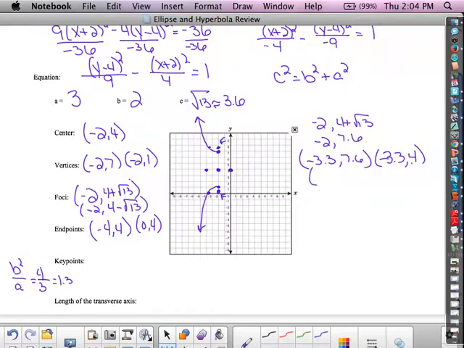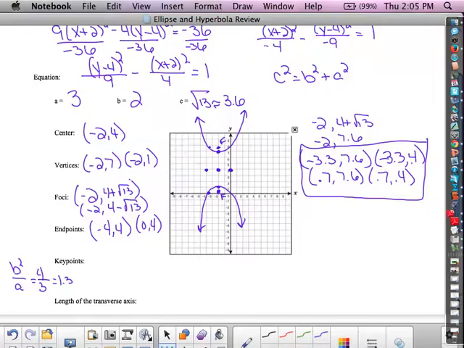Then I'm going to have another one when I take negative 2 and add 1.3, and then I will be at 0.7 comma 7.6 and 0.7 comma 0.4. So you're going to the foci and adding and subtracting those values left and right. So the 4 key points are here.